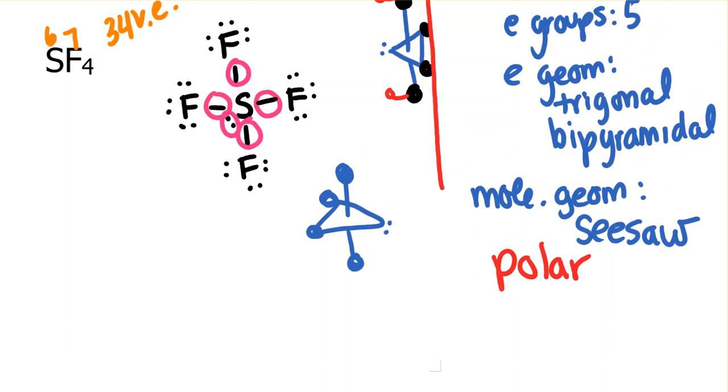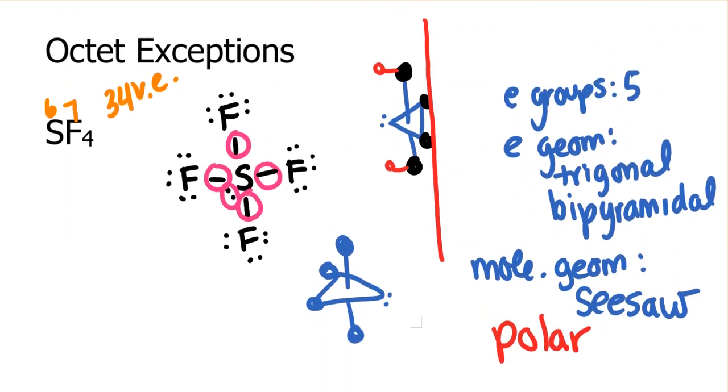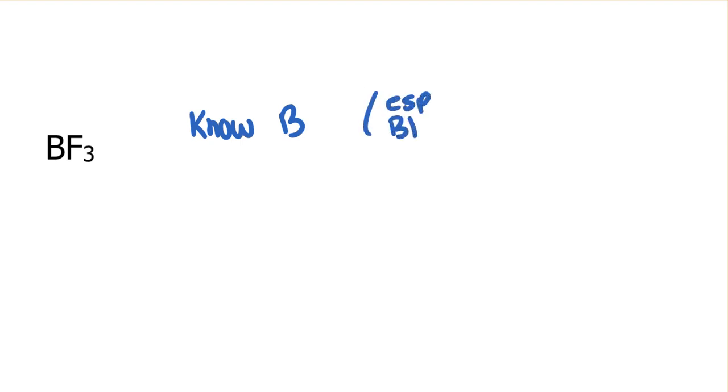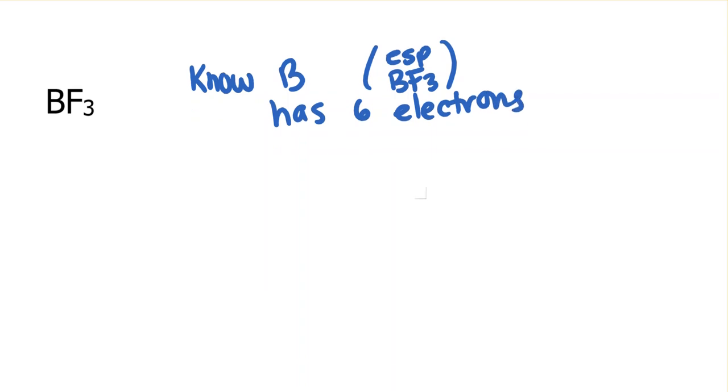Okay, let's try another one. So the bottom line on this one is extra electrons go on the central atom. This one you just have to know this compound. You need to know that boron, particularly always, and boron trifluoride has 6 electrons. And so it's stable with just 6.